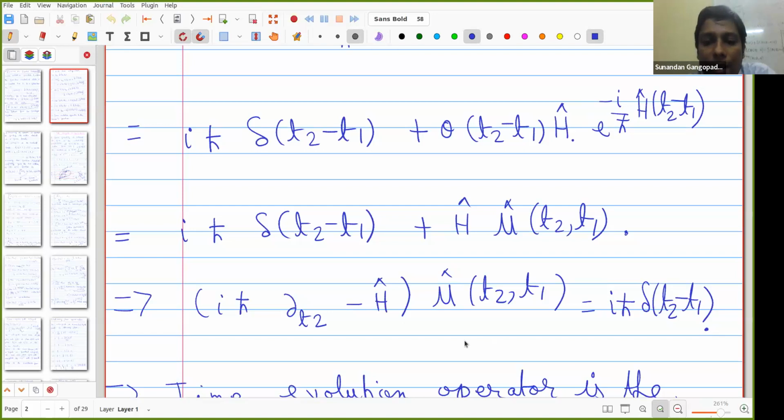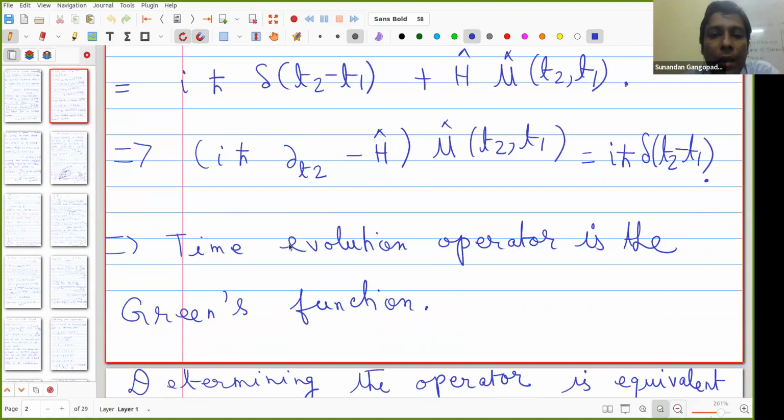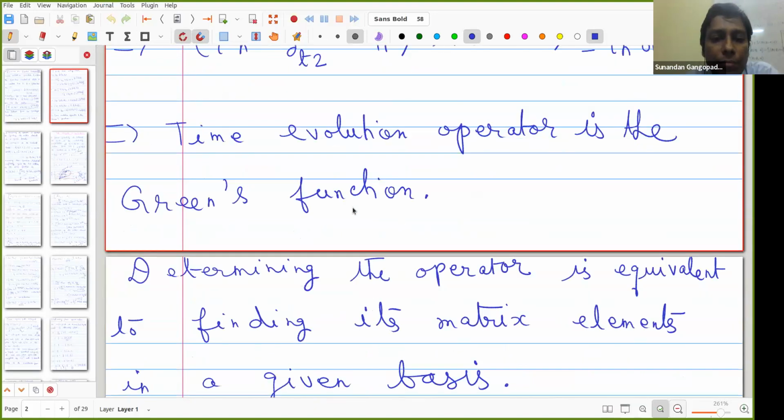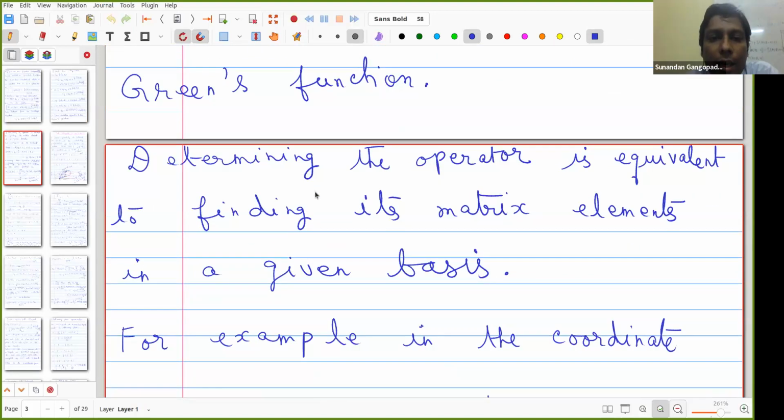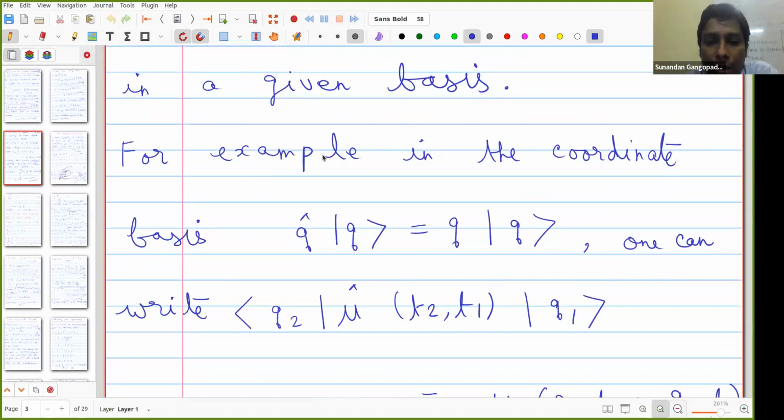Which basically tells us that this time evolution operator is a Green's function, not really a Green's function, because this is not a function, this is an operator. This operator satisfies this kind of an equation, and so this is a Green's function like operator, because when it acts on this particular thing, it gives us a delta function.